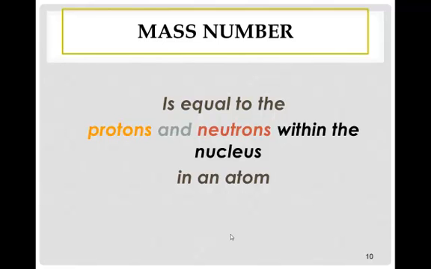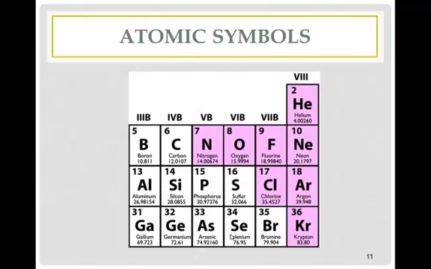Moving on to the mass number. So our mass number is equal to the protons and the neutrons together within the nucleus. Because we know in the atom, the nucleus is really the only place where our mass is. So we're looking at these atomic symbols here, and we're going to determine what the mass is, what the proton numbers are, and what our neutrons can be. So let's go ahead and pick helium. Okay, so we know that helium's atomic number is 2. So that's going to equal our number of protons.